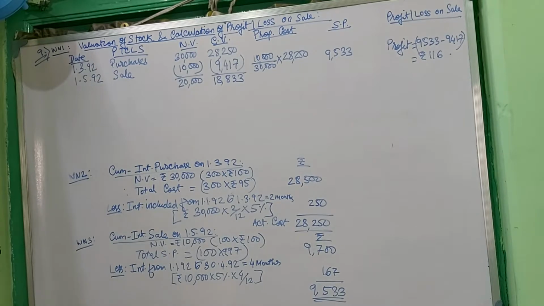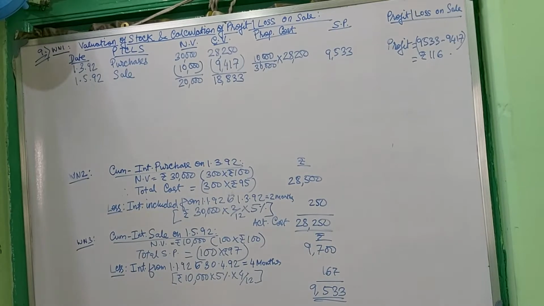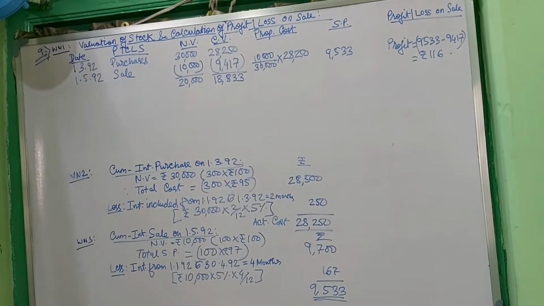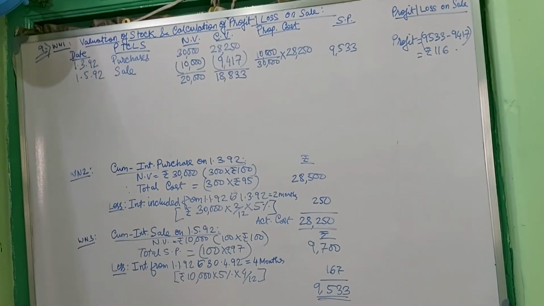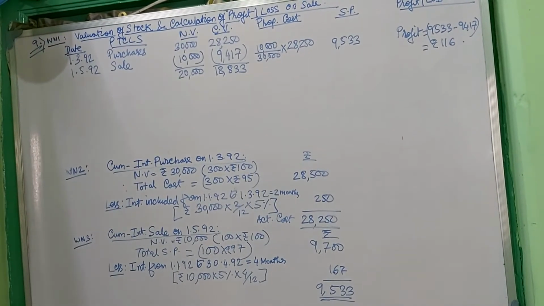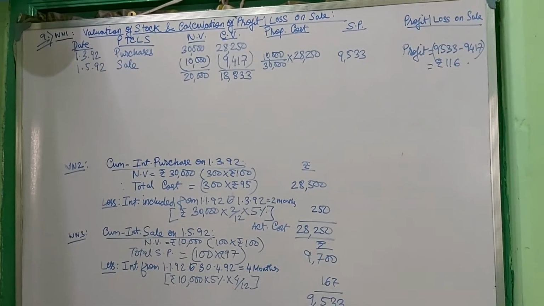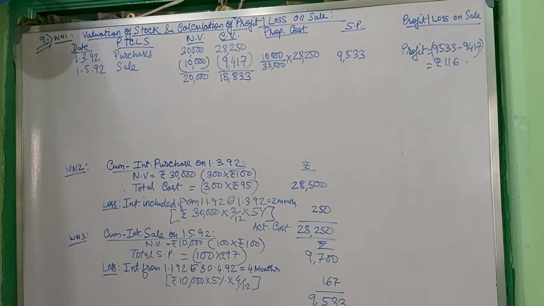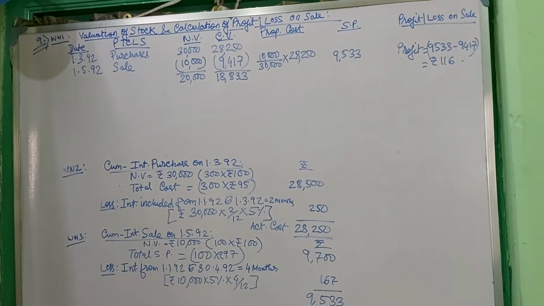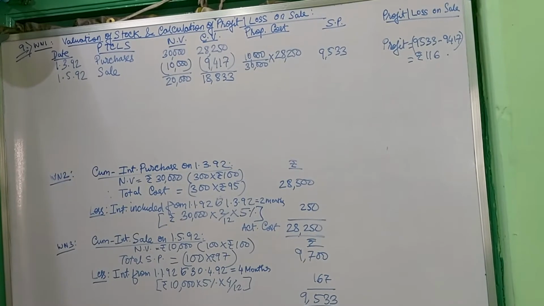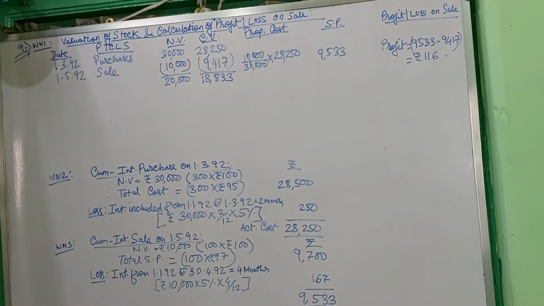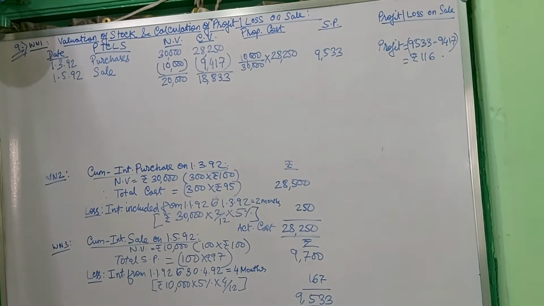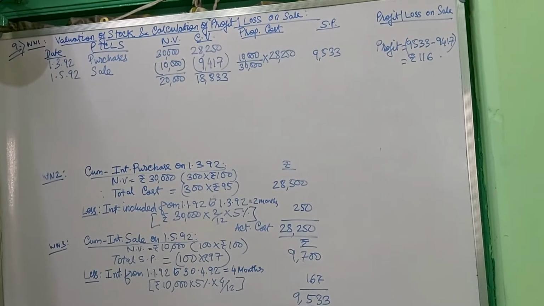First of all, you know that you have to calculate that portion. Working note 1 should always be maintained like that: valuation of stock and computation of profit or loss on sale. On 1st of March, XY Corporation purchased 30,000 5% government stock at rupees 95 cum interest. So I have to start with the purchase, as there are no opening or closing balances.